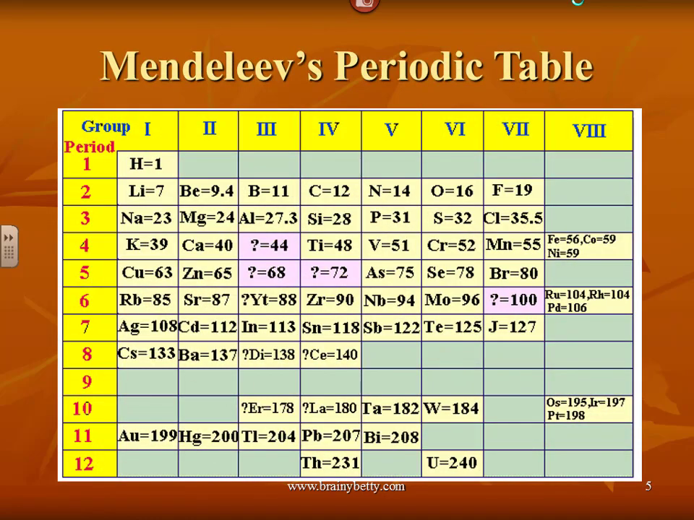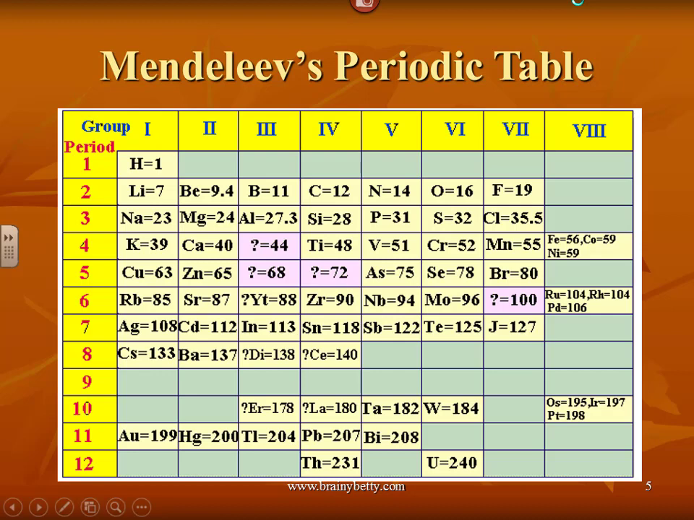I don't expect you to write this down, but this is a picture of what Mendeleev's first periodic table looked like. So you can see he started with the lightest element, which was hydrogen, and then he's got the rest of the elements in order of atomic mass. Lithium at 7, beryllium at 9.4, boron at 11, carbon at 12, and so on. So the atomic masses go from left to right. Then he's taken elements with similar properties and put them in groups, and the groups go up and down.